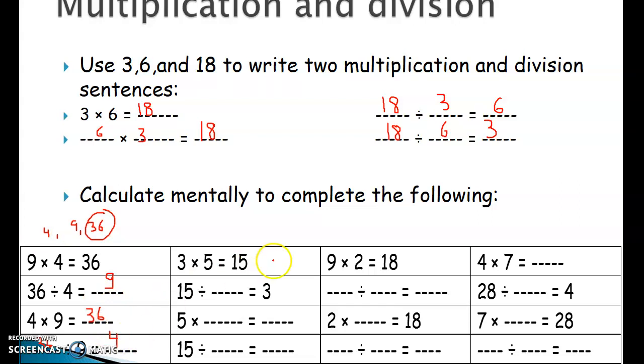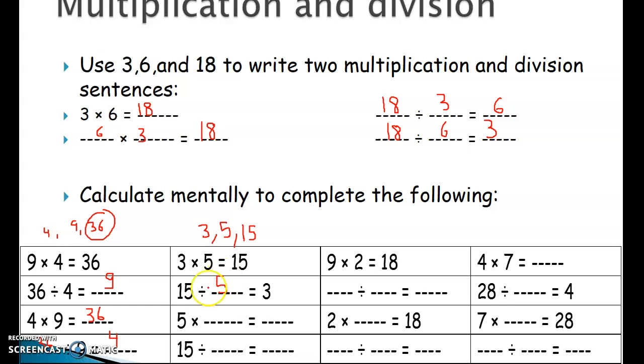Now, we will use 3, 5, and 15. Write the numbers up, the numbers that I will use: 3, 5, and 15. Okay. 15 divided by which number equals 3? They wrote 15, they wrote 3. The remaining number is 5. I will write 5.